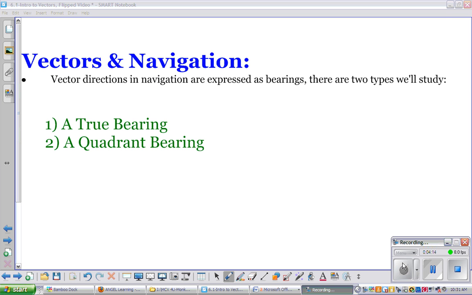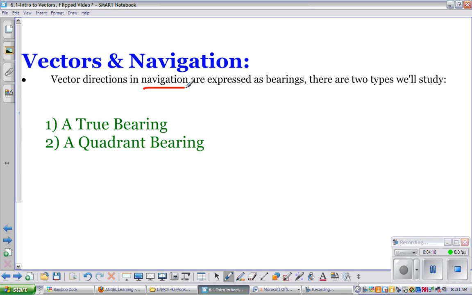Now we can represent these vectors in two different ways, and this is more for navigation, sort of giving direction. There are two types: one is the true bearing and one is the quadrant bearing.